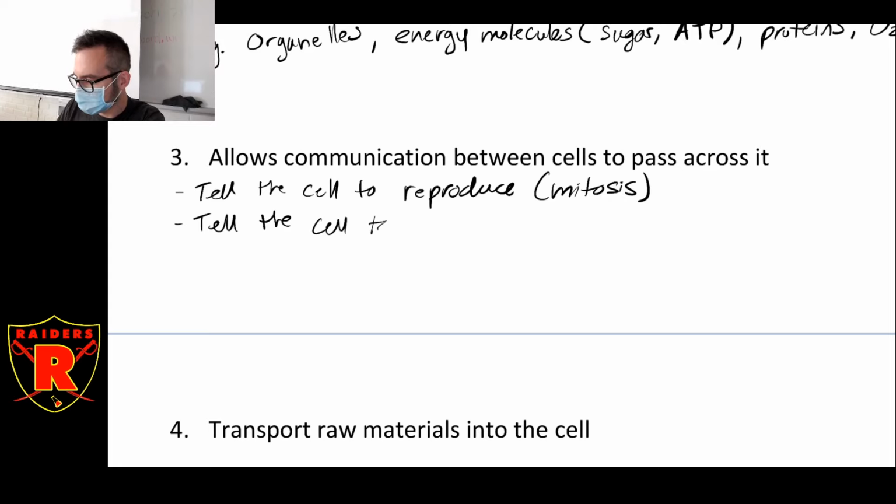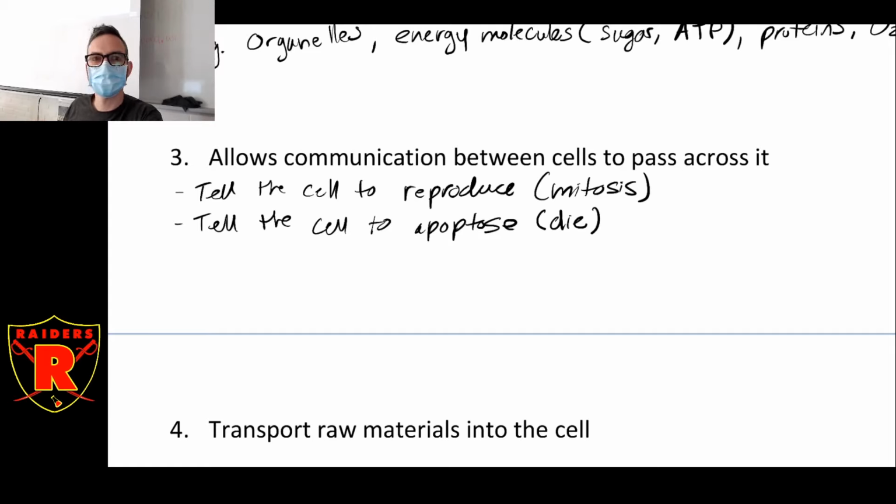Tell the cell to apoptose. Apoptose is the opposite of reproduce. It's telling the cell to commit suicide. So why would you want to tell a cell it's time for you to back it up?